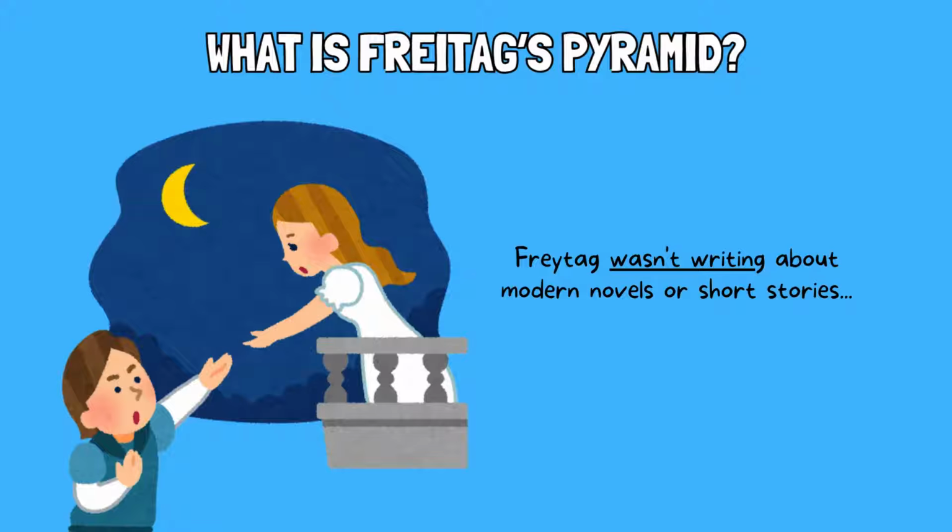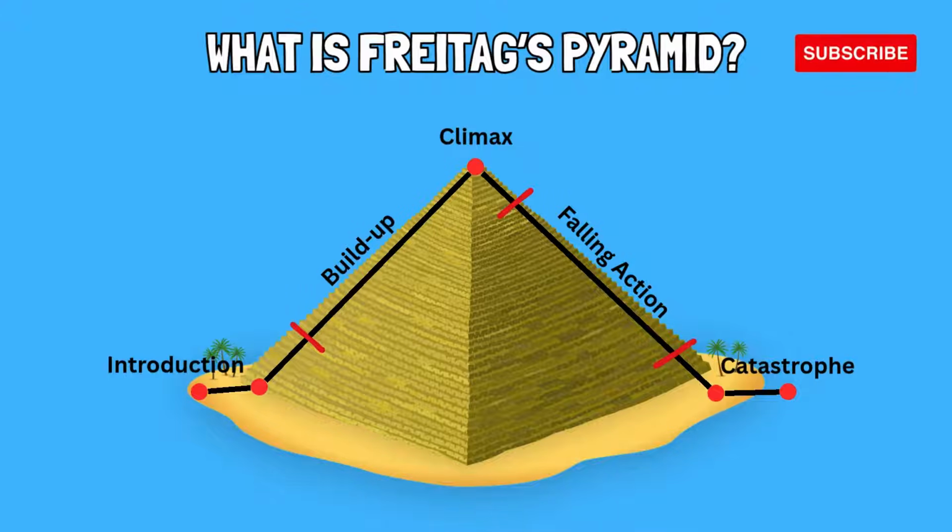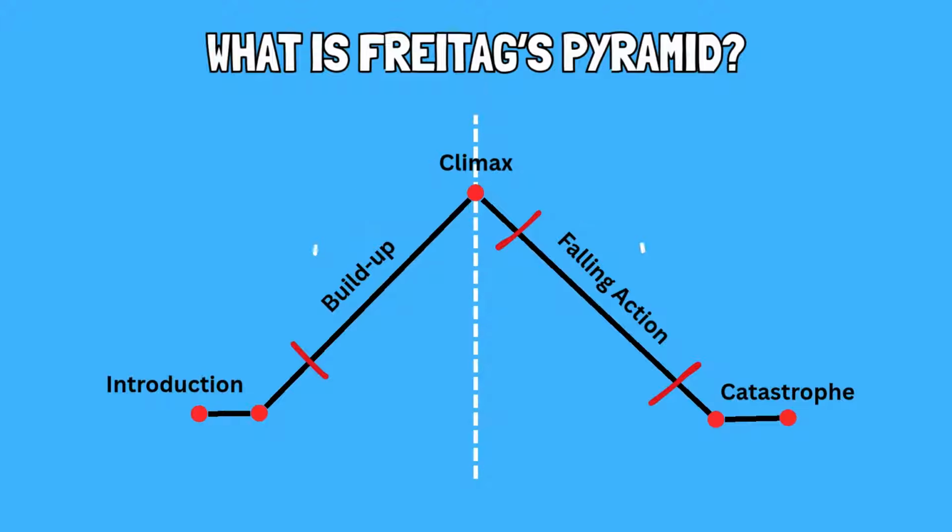The structure gets its name because when you draw it out, it literally looks like a pyramid. The action rises from the introduction, peaks at the climax, and then falls toward the catastrophe. This shape shows how the first half of the story, the build-up, and the second half, the resolution, meet at a single, powerful moment, the climax, where everything changes for the protagonist.